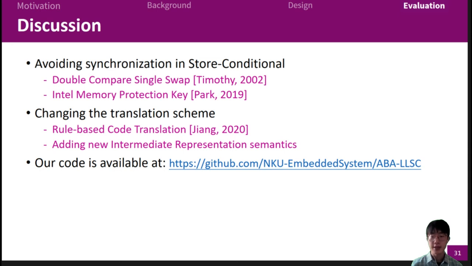Our code is available on GitHub. For more interesting details, such as how we handle the semantic differences between the lock-free hash table and the exclusive monitor, you can read our paper.